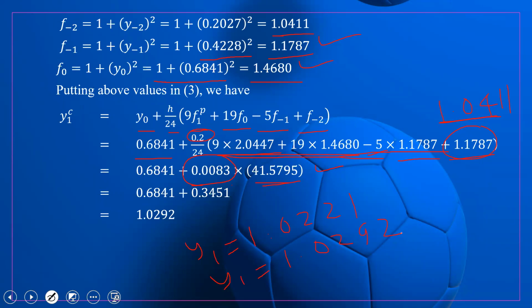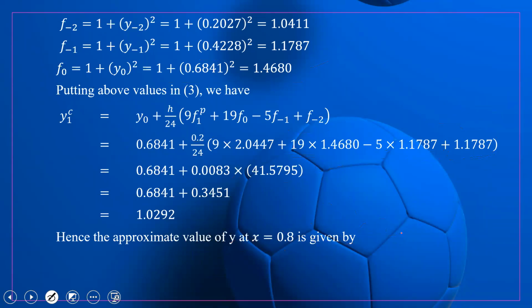Right. So this is the first method, which is called Adams method. Hence the approximate value of y at x equal to 0.8 is given by y of 0.8 is equal to 1.0292. So I have given only one question in this example.